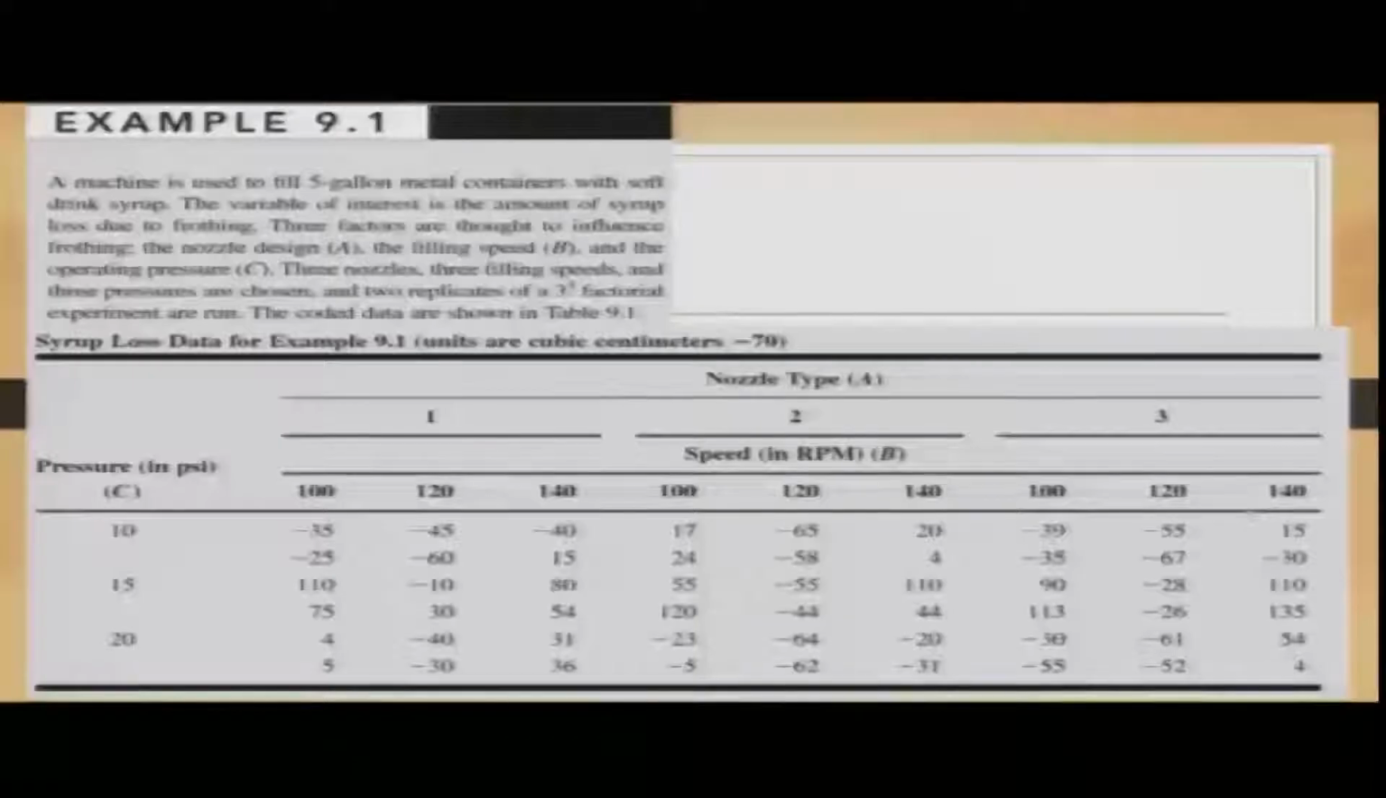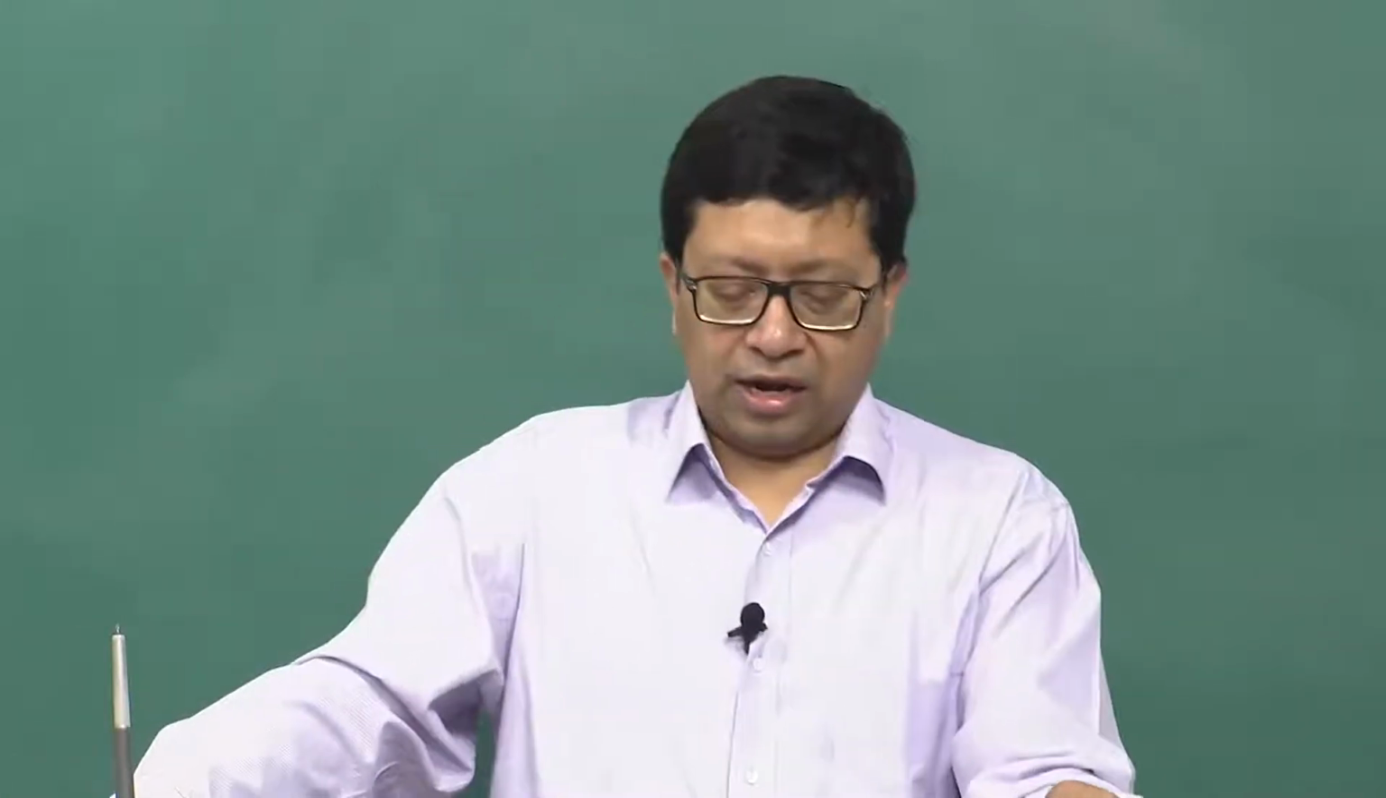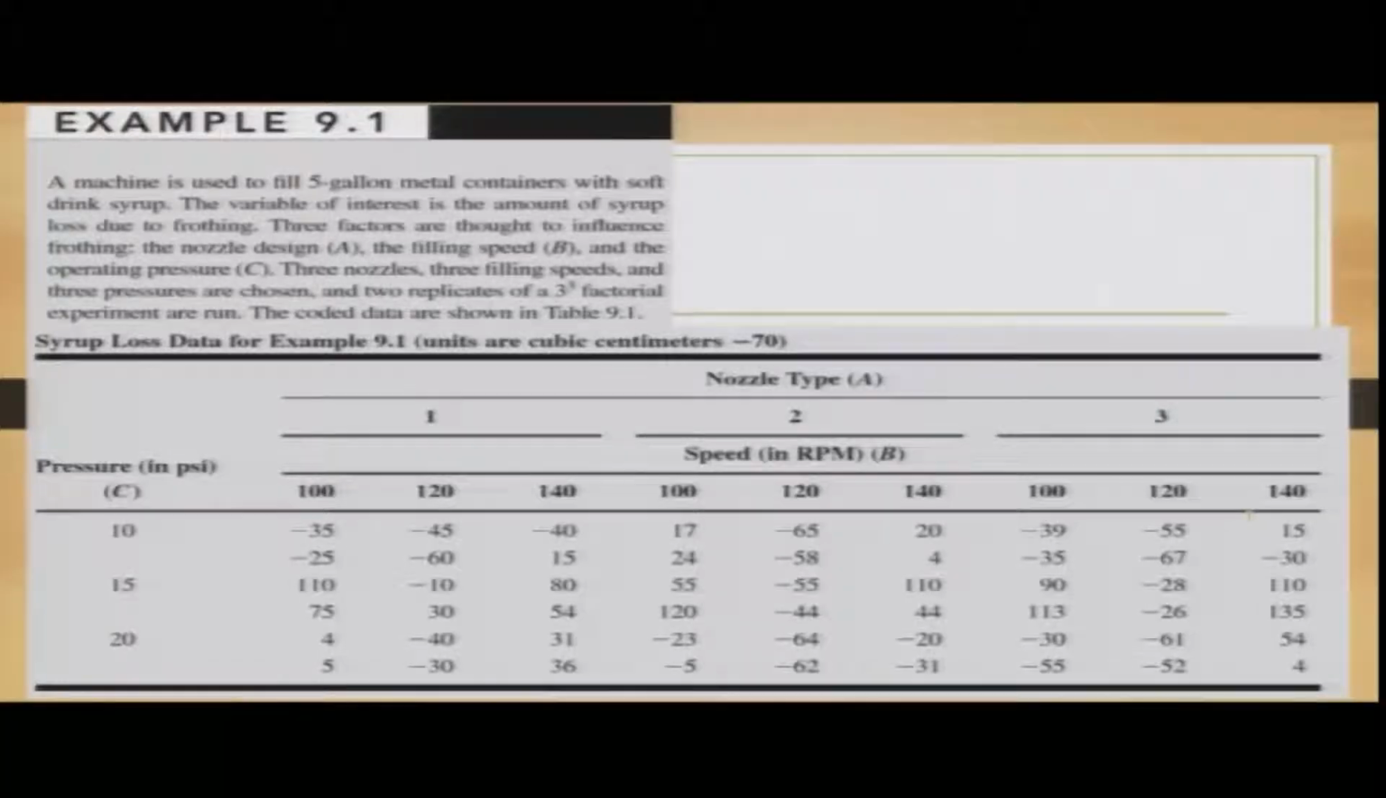So, I am just giving you a qualitative feel. 3 nozzles, 3 filling speeds and 3 pressures are chosen. Till now we had considered 2 levels of pressure, plus 1 and minus 1, and so on. Now we are choosing 3 levels of pressure, so they can be denoted as plus 1, 0, minus 1, or 1, 2, 3, whatever the combination.